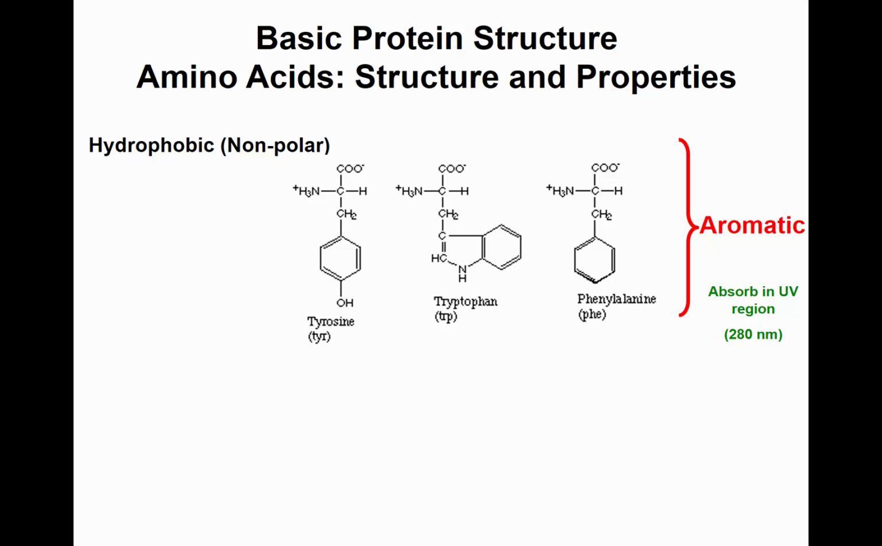Alright, so aromatic, they are labeled as aromatic because they have a ring structure. And that ring structure that you have, here's a phenol group, here's just a benzene ring, and then here you have another form of aromatic structure. So what's unique about this is not only it's a hydrophobic structure, but also it's important in detection of proteins because these are the amino acids in the protein that allow you to detect protein by monitoring UV absorption.